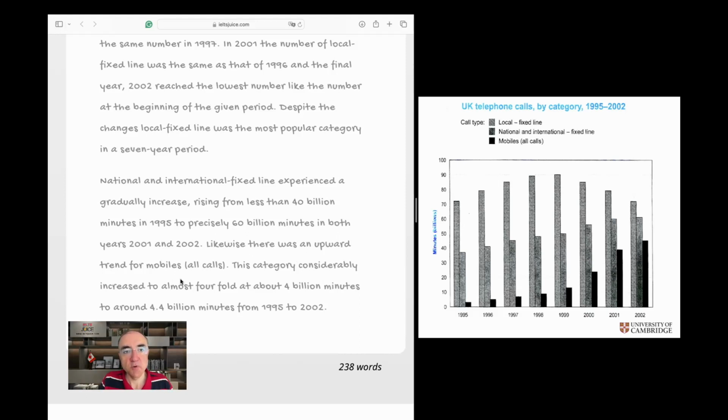There was an upward trend for mobile cell calls. The category considerably increased to almost fourfold at about 4 billion minutes. From about 4 billion minutes, I guess it's this one, to around 4.4 billion minutes from 1995 to 2000.